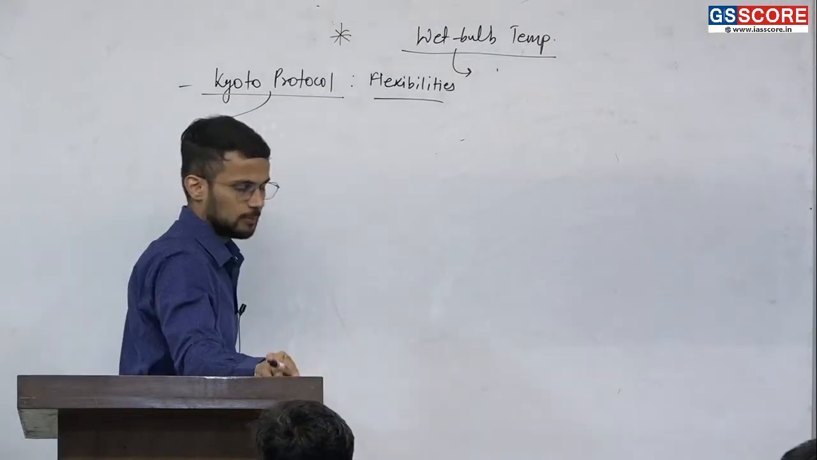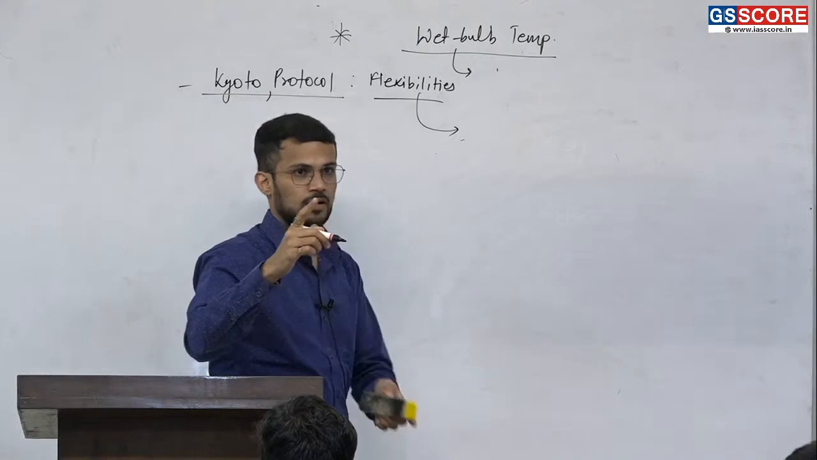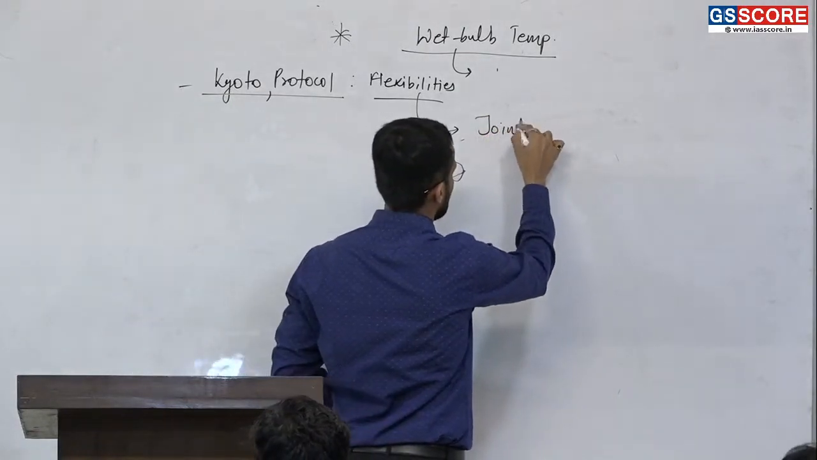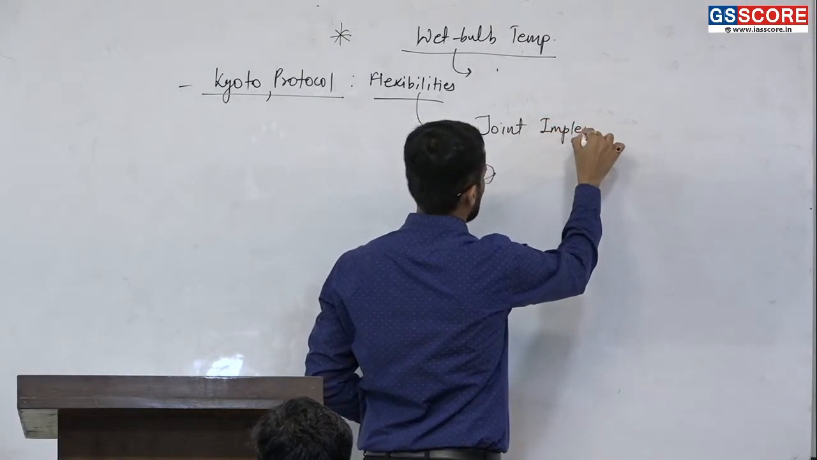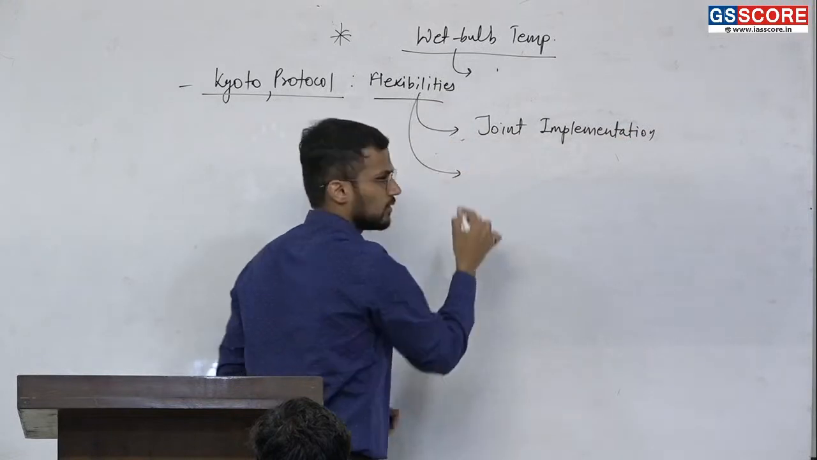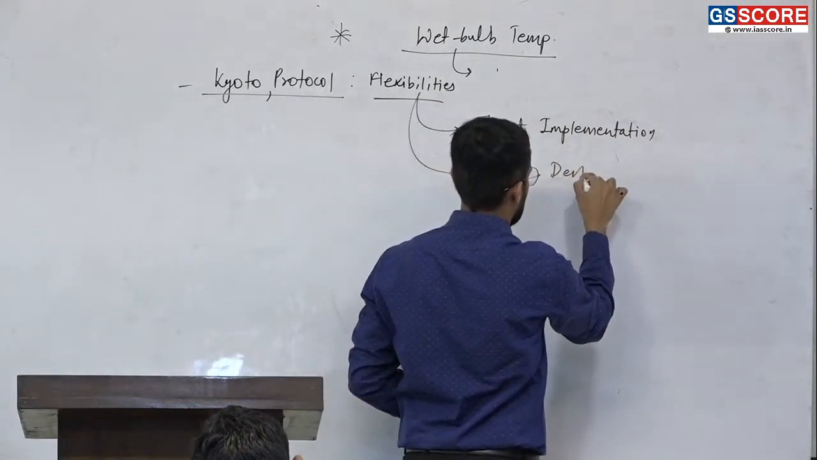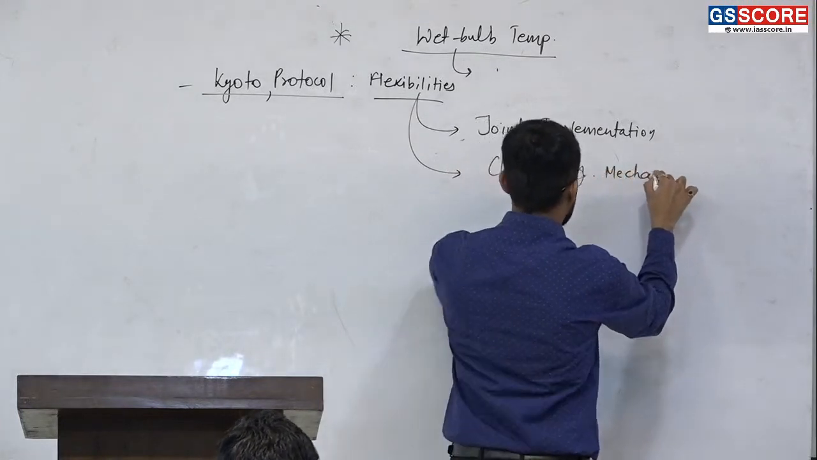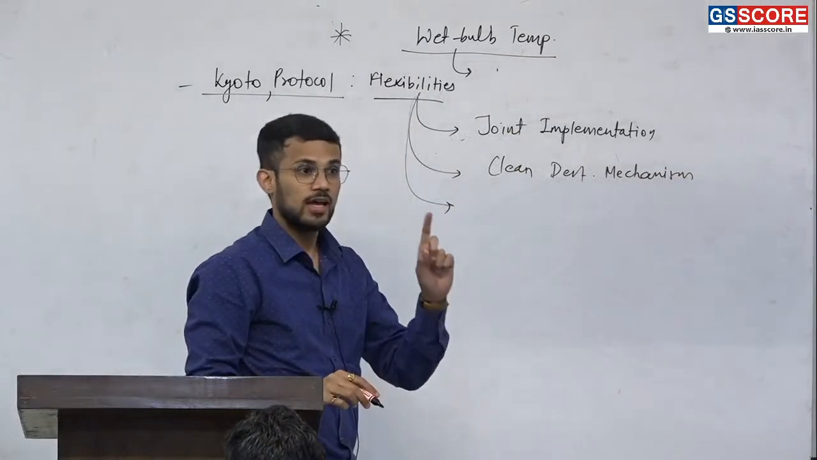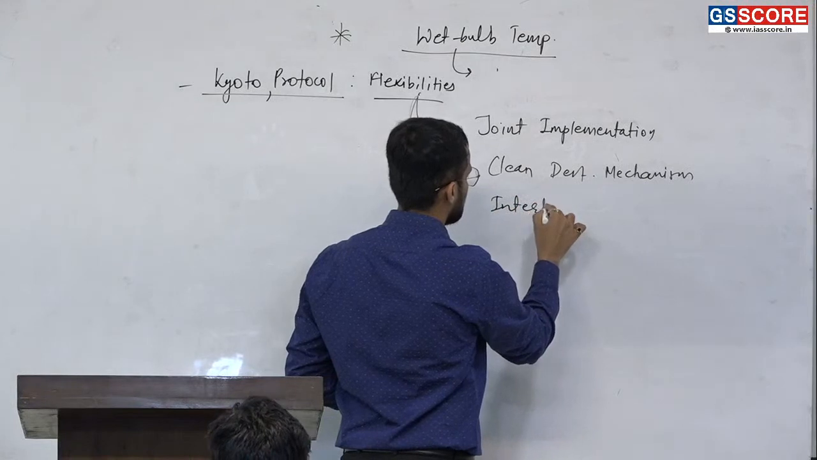So Kyoto Protocol has certain flexibilities. First is joint implementation. So this you must be aware of, joint implementation. Second, clean development mechanism. Third, international emission trading. And this is what is perform, achieve and trade.